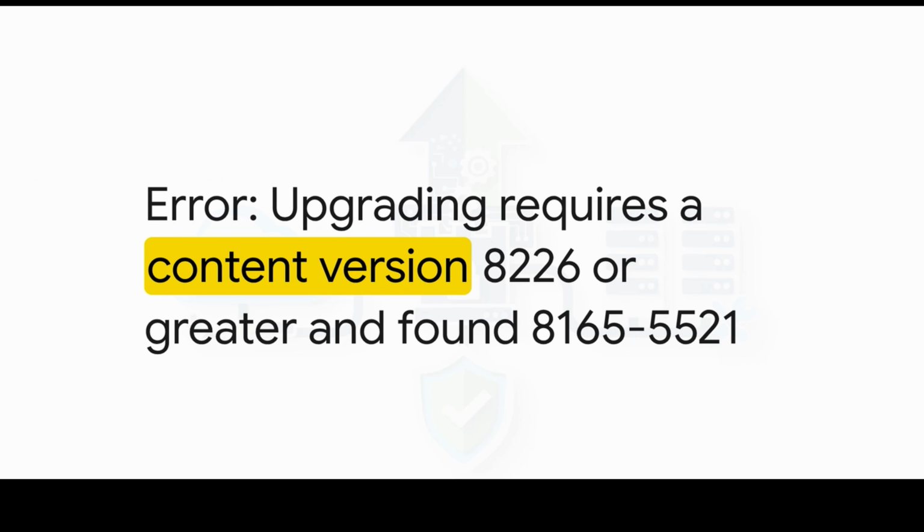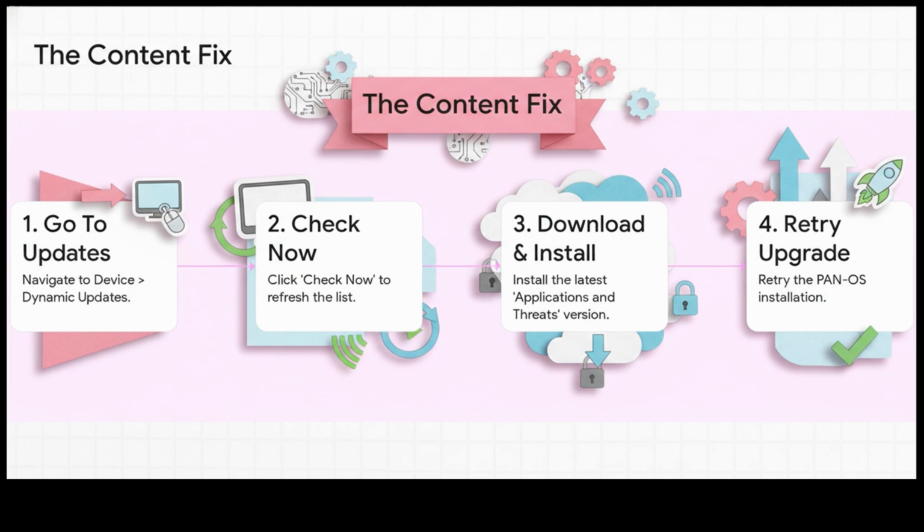All it's saying is that the new PAN-OS version you're trying to install needs a newer apps and threats content file than the one you currently have. It's a simple dependency and it's super easy to fix. And the fix? Oh, it's just as simple. You literally just pop over to Device, then Dynamic Updates. You click Check Now to get the latest list, then just download and install the newest applications and threats package. Once that's done, you just go right back to your PAN-OS upgrade, try again, and it'll sail right through.